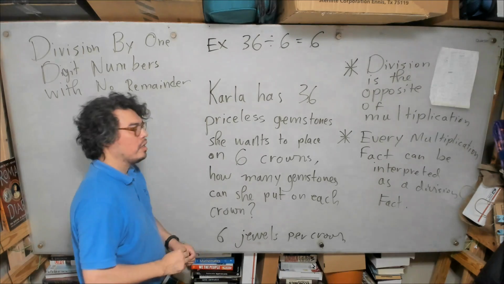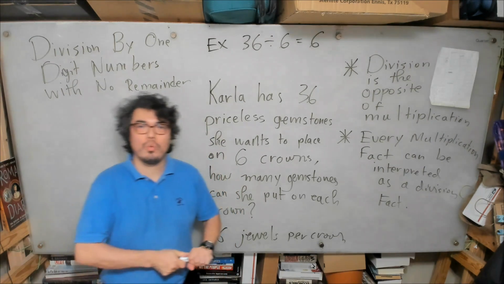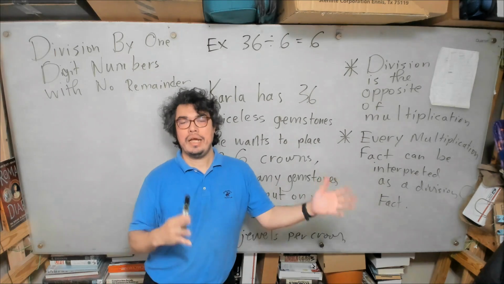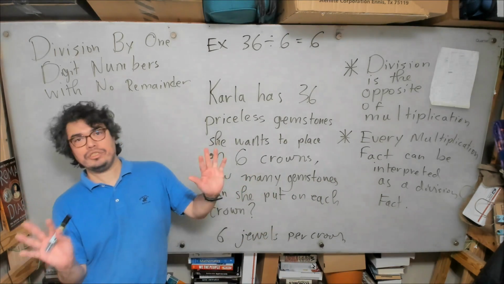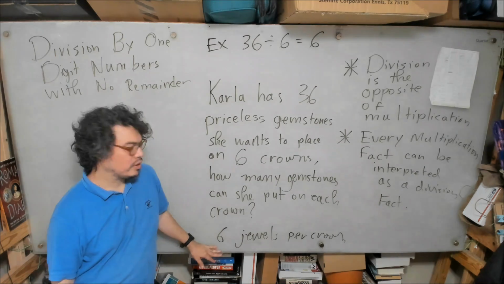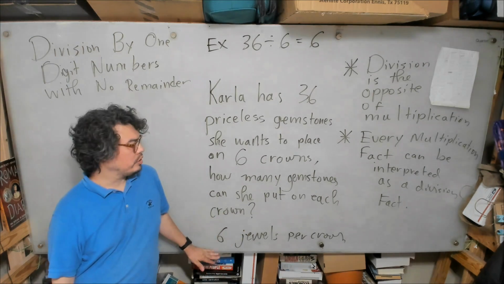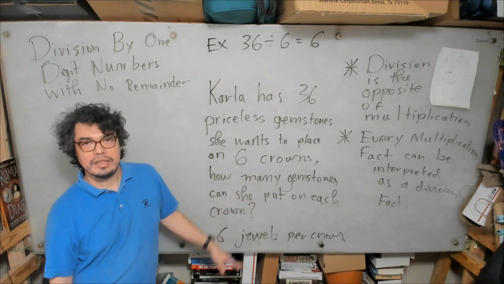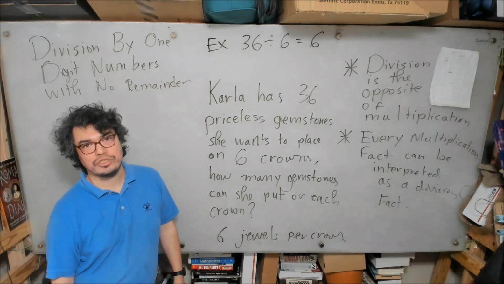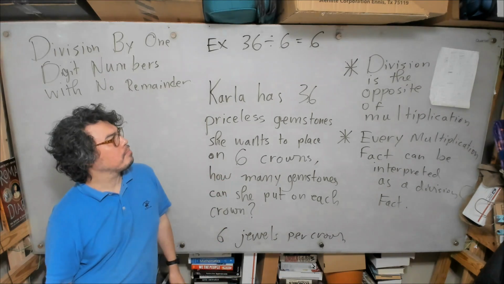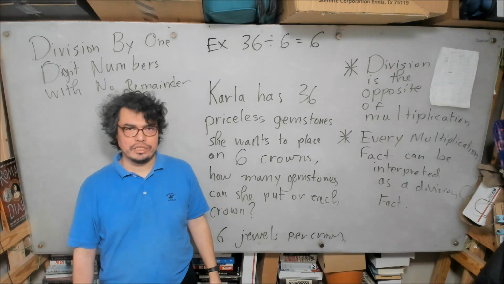Now, of course, there might be those among you who might say, well, David, she could put 1 on one crown, 2 on the other crown, and so on. But of course that's true, but she can put 6 jewels on each crown, and she will have 6 jewels on the 6 crowns, and that will constitute the 36 priceless gemstones that she has to partition. Okay? I hope you've enjoyed this example, and I look forward to seeing you again soon.